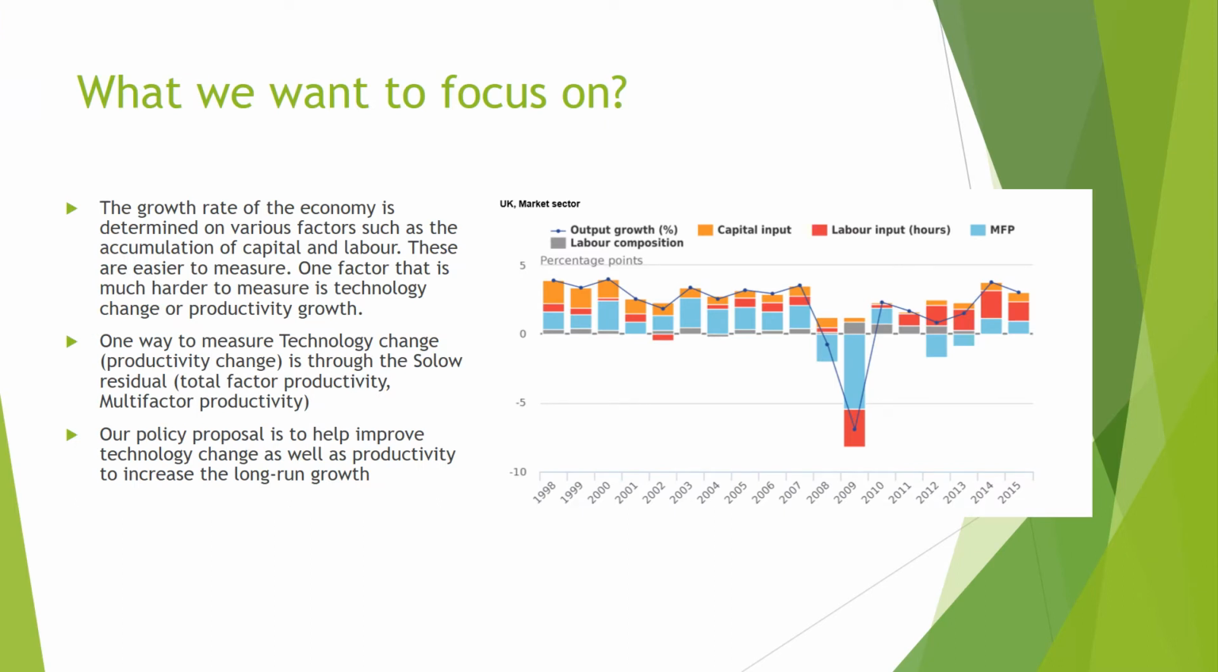So what do we want to focus on? The growth rate of the economy is determined by various factors such as accumulation of capital and labour. These are easier to measure. However, one factor that is much harder to measure is technological change or productivity growth, which is a key factor in explaining long-run growth, in the Romer, Ramsey-Cass-Koopmans model, and also the Solow growth model with exogenous technological change.